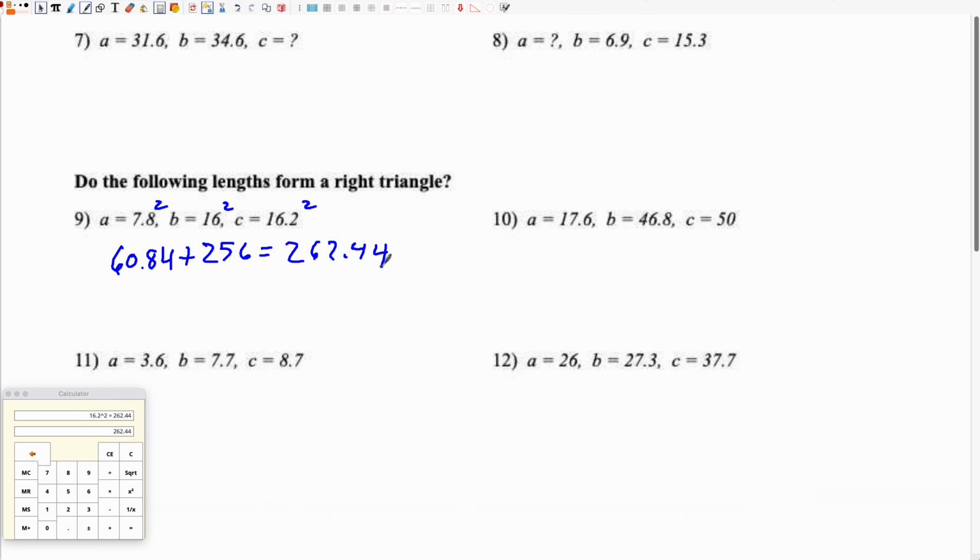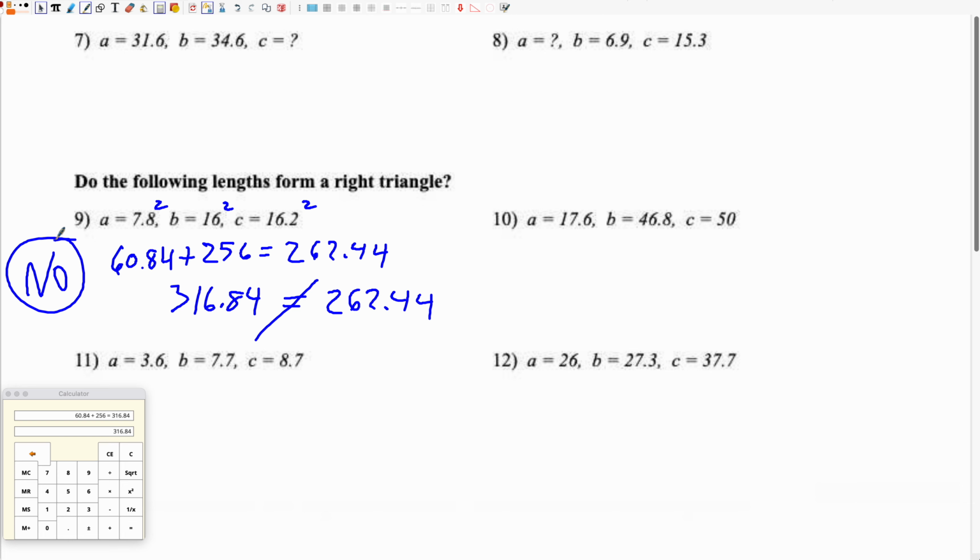262.44. That's not gonna work out. 60.84 plus 256 equals 316.84, which does not equal 262.44. That's not true, so this is a no. You do need to declare it. Don't just do the math and then leave an equation up there. Tell me yes or no on these questions, right? This is either a right triangle or not a right triangle. So if you don't tell me yes or no, you haven't answered the question, even if you've shown me all the work.